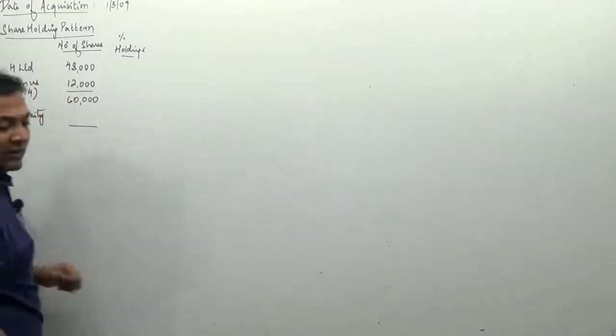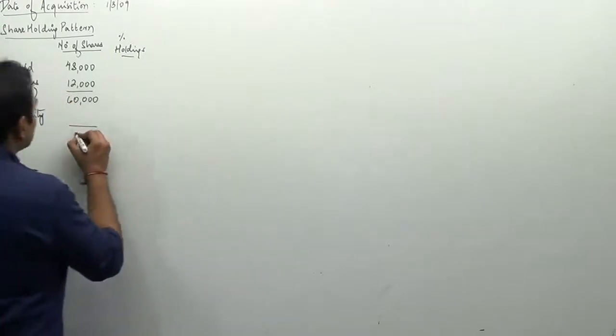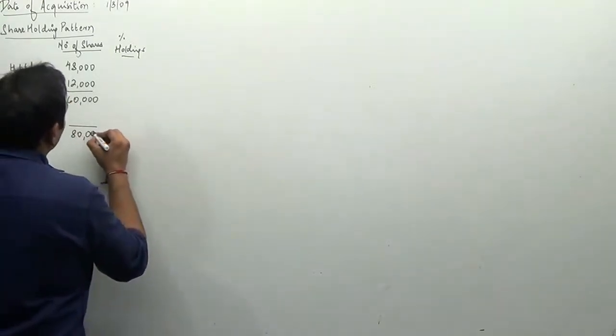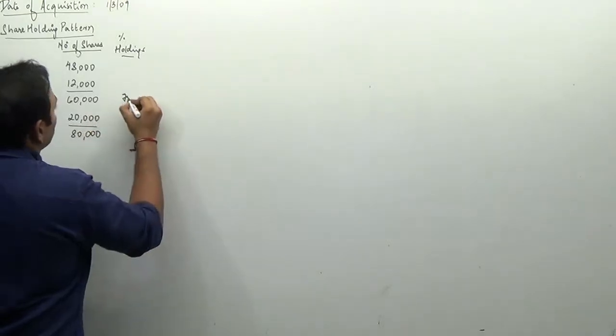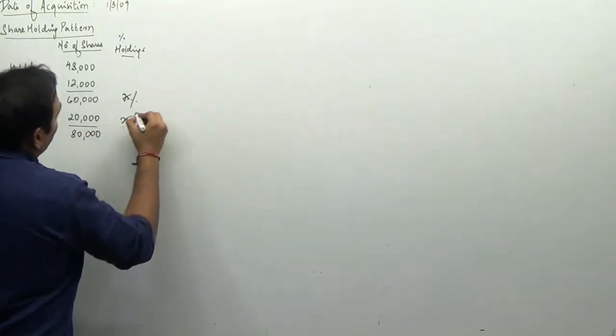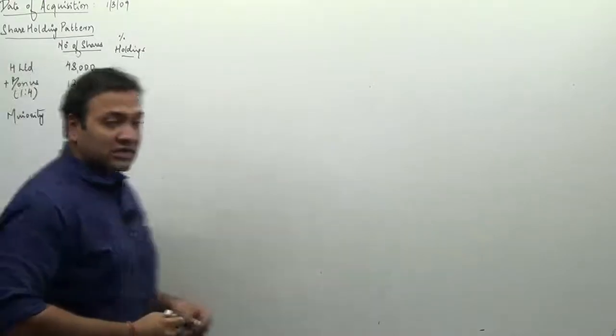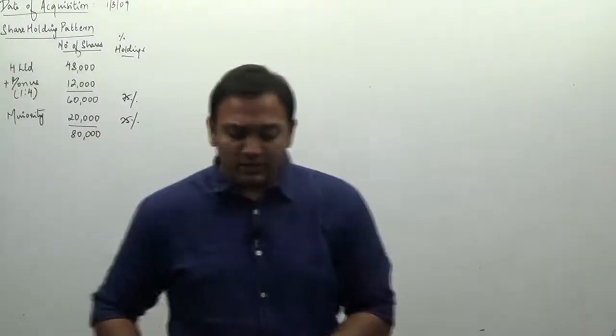The total share capital now is 80,000 after bonus. Each share is 1 rupee, so 80,000 shares. Minority interest is 20,000. This gives me a shareholding pattern of 75-25. Happily, controlling interest is there. So we can start solving.